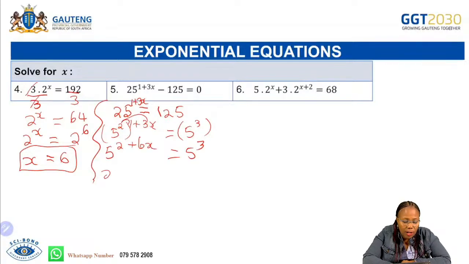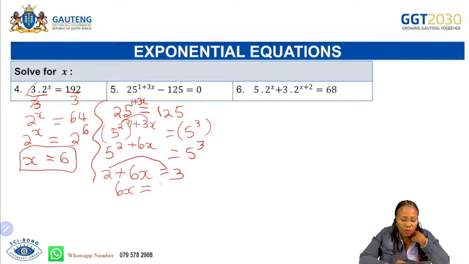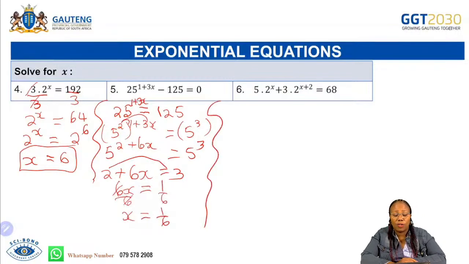Same base, equalize exponents. 2 plus 6x is equal to 3. So transpose 2 to the right-hand side, it becomes negative 2. 3 minus 2 is 1. Divide by 6 both sides because x is not an exponent in this case now. So x will be 1 over 6. That is the solution for that one.